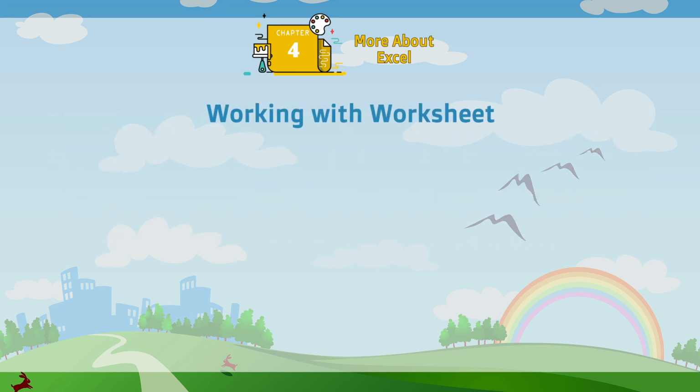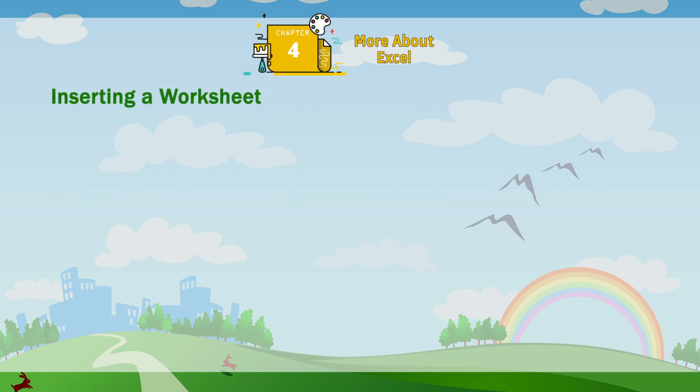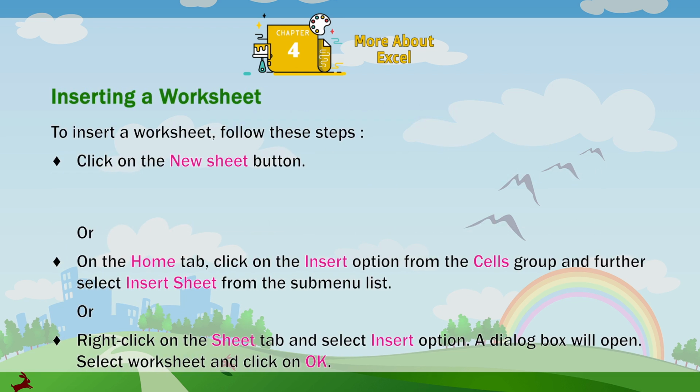Working with worksheet. Worksheet is the basic work area in the workbook. It is also known as spreadsheet. By default, a workbook contains only one worksheet named Sheet 1. You can add or delete worksheets according to your requirement. Let's study about it. Inserting a worksheet. To insert a worksheet, follow these steps.